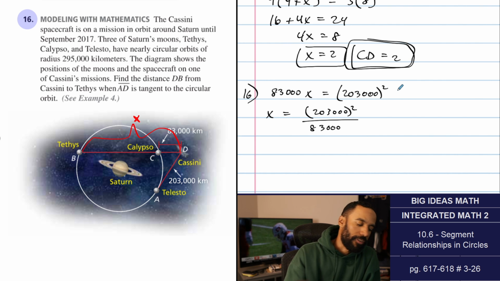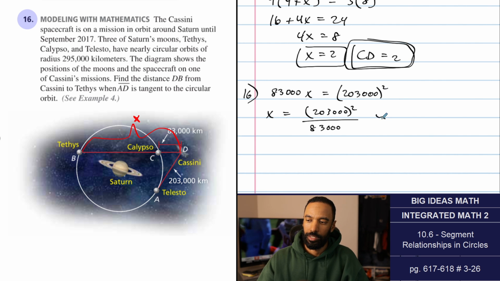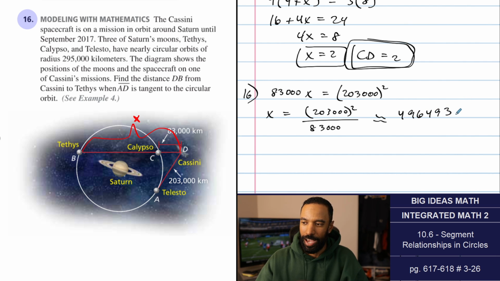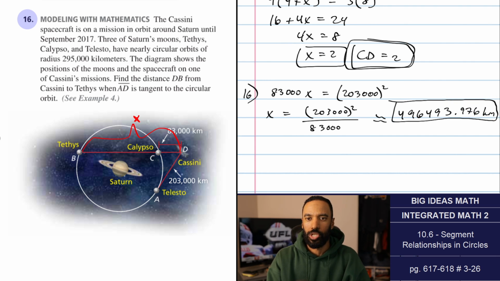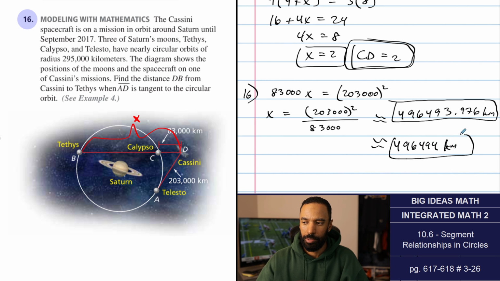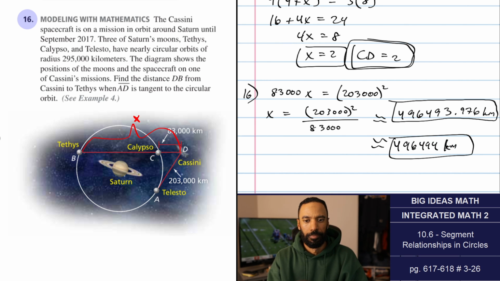Not a clean number. It's not a perfect number. So it's about 496,493.9759. I'll just put 0.976 kilometers. Hey, each little bit of kilometer would matter for that thing. So that should be the answer as far as I'm concerned. If you want to round up, we can say 496,494 kilometers, if you like that one more. Did they say round to the nearest something? No? Okay.